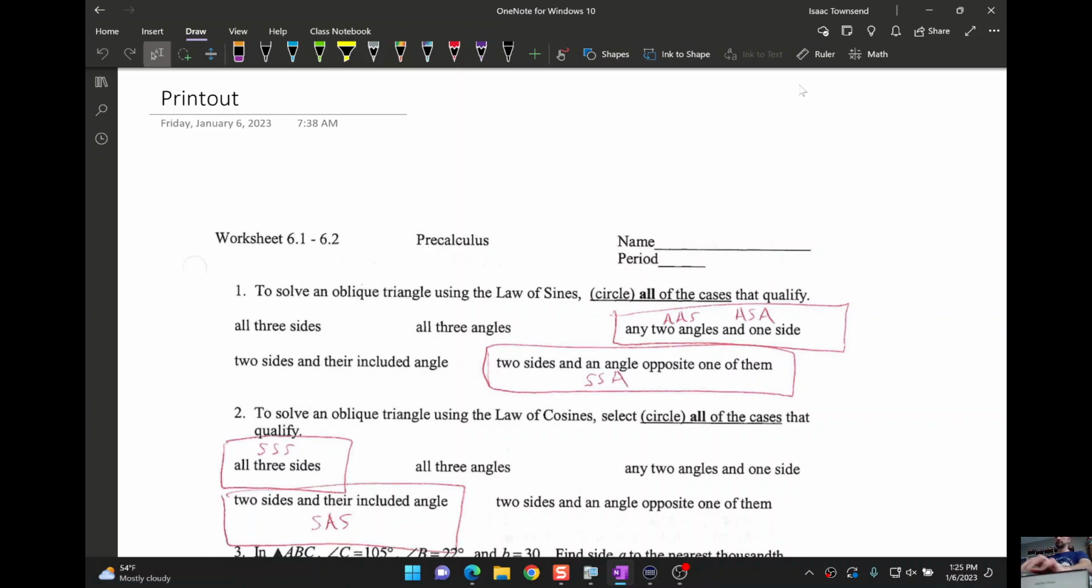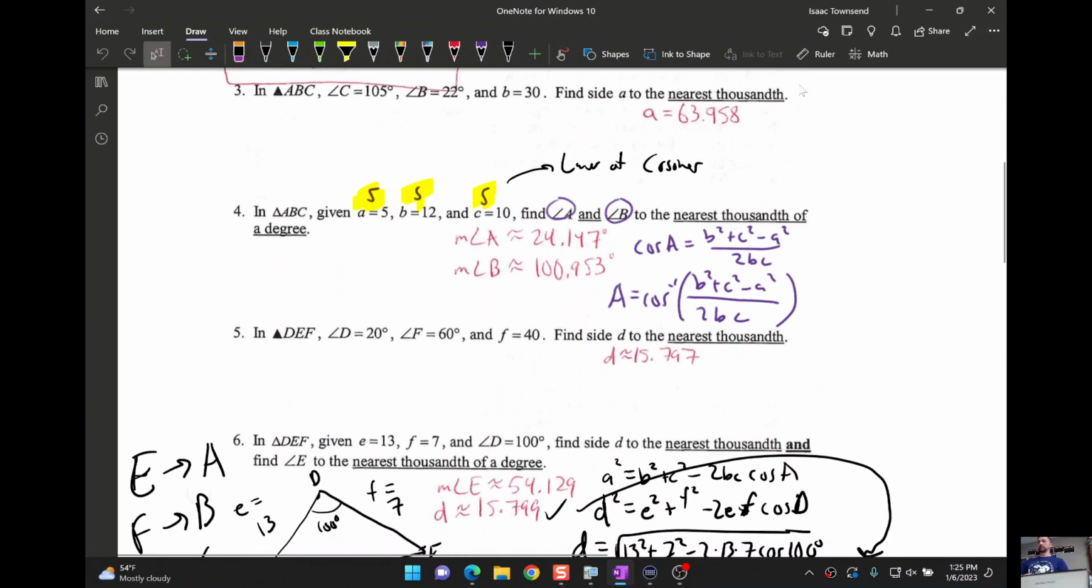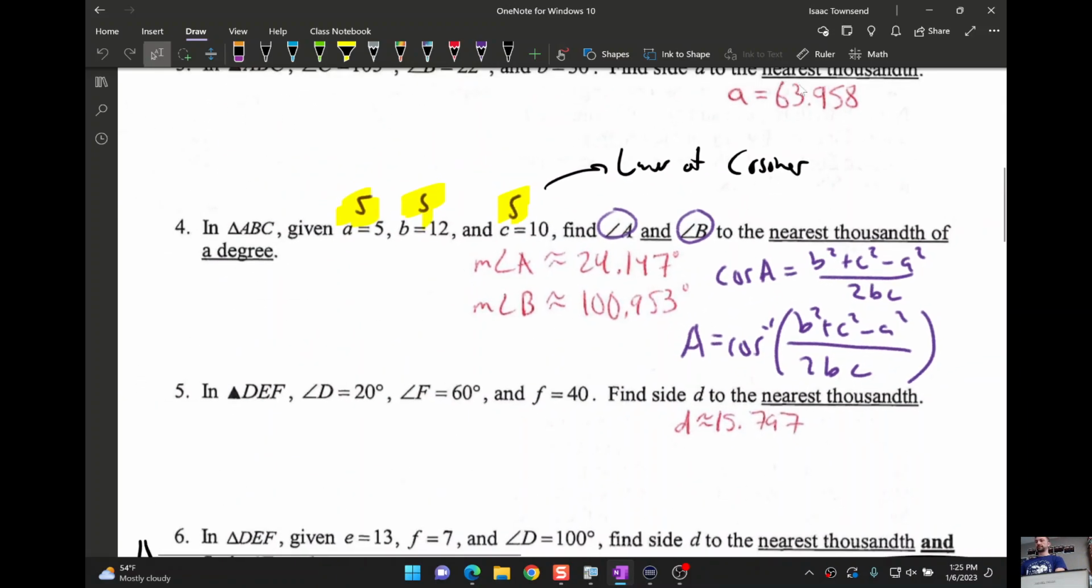Could you do 4? Sorry, keep doing something. Sure. Yeah, so 4 is the one that the other classes asked about today as well.